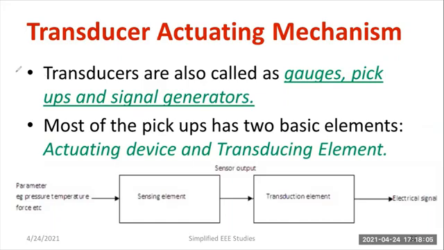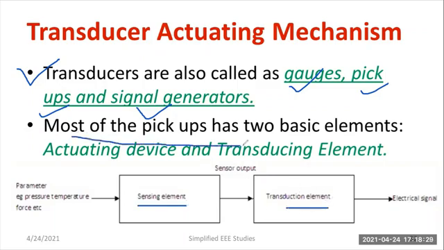First and foremost, let us consider the transducer. Transducers are also known as gauges, pickups, or signal generators. If I look at the block diagram of a transducer, you can understand that it has a sensing element and a transduction element. Most transducers have two basic elements: an actuating element or actuating device, and a transduction element. Here the actuating mechanism plays a major role.